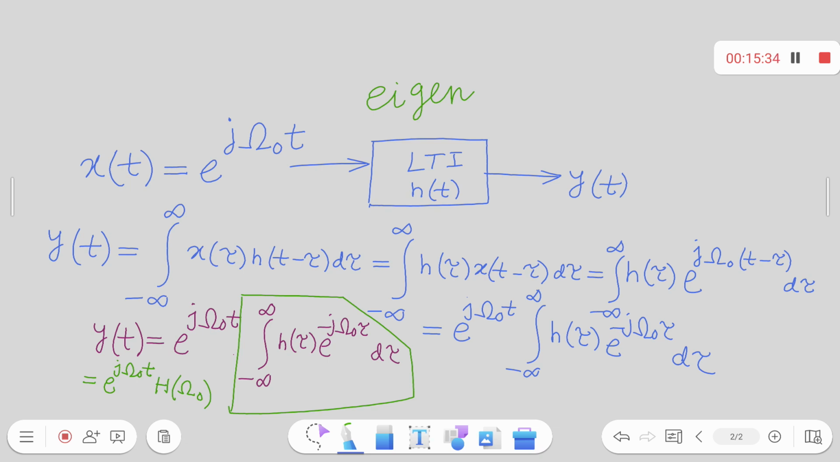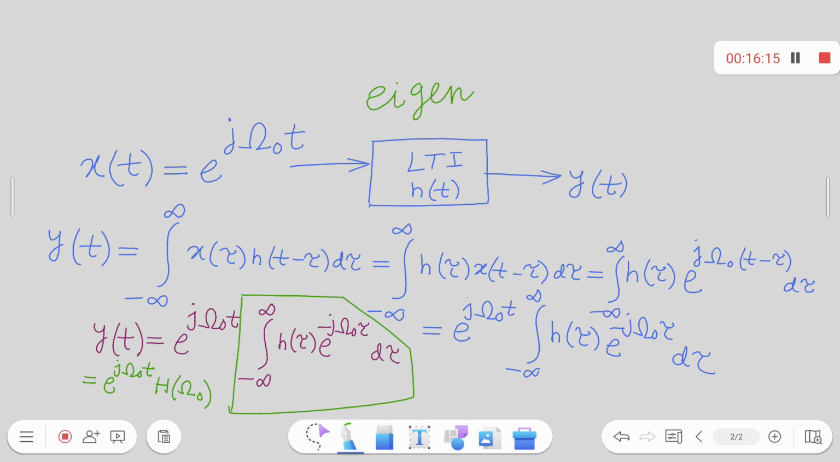And when you have applied this signal e to the power j omega naught t to this LTI system, in return, what you are getting is the signal back, e to the power j omega naught t, multiplied with some constant, and that constant is a function of two parameters. One is obviously it's a function of h. For different LTI systems, for different h, you'll be having different capital H, and obviously it's a function of omega naught. Right. So this H of omega naught is a function of the system itself, and it's a function of this omega naught that you have applied. But the bottom line is that you have got the signal back, e to the power j omega naught. You have got it back.